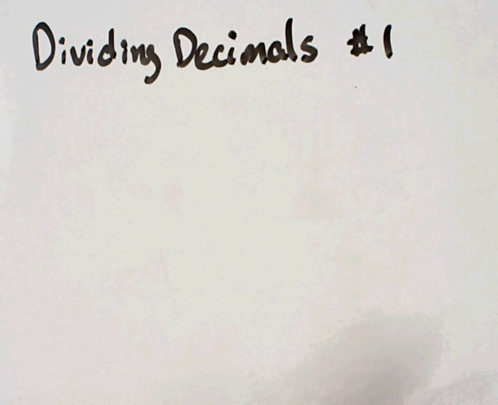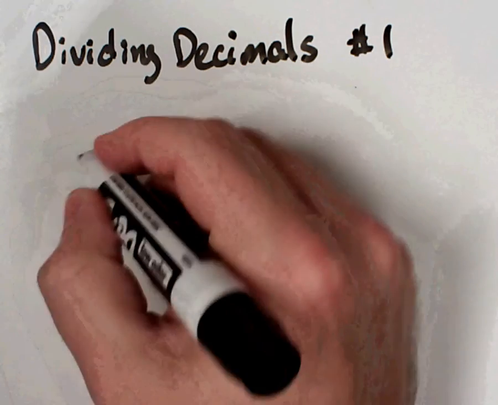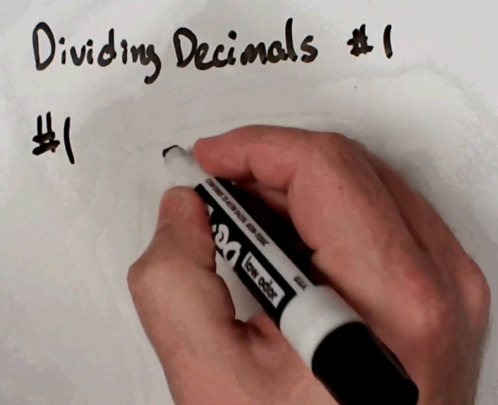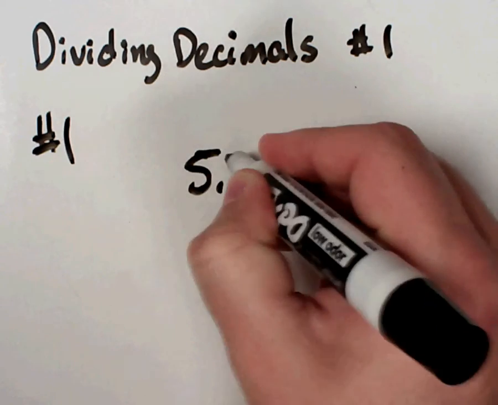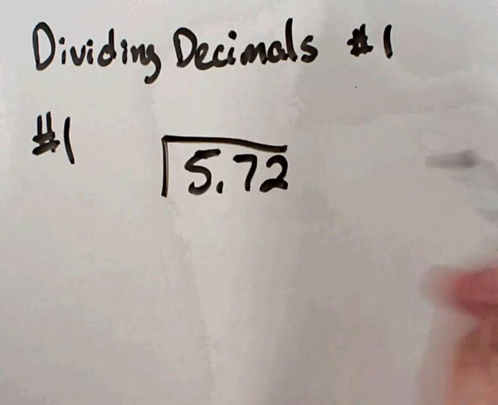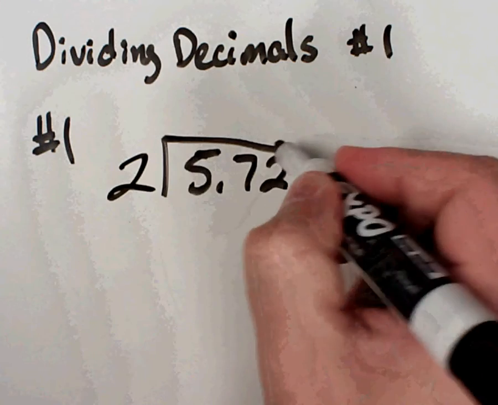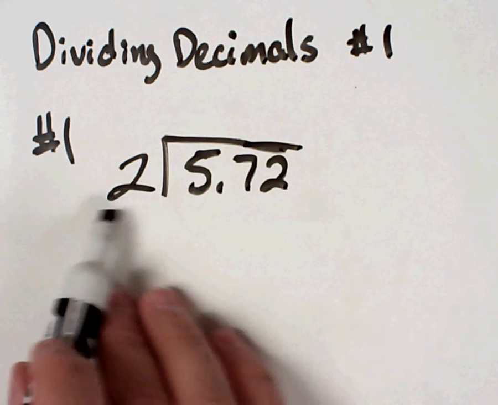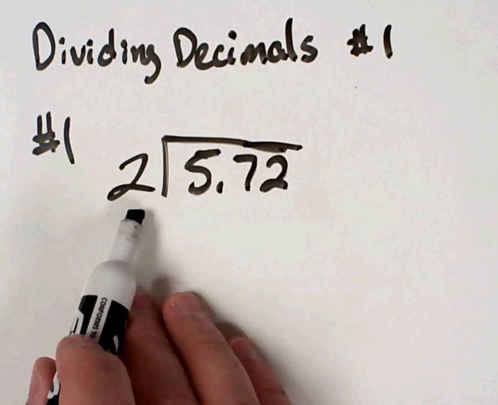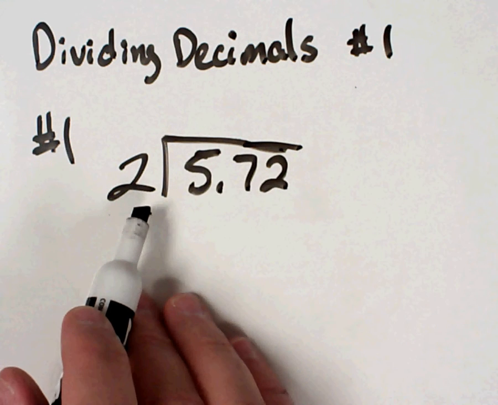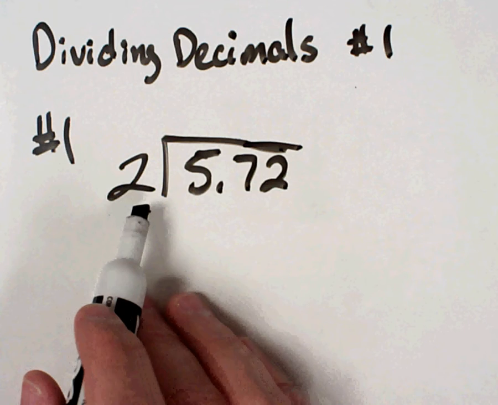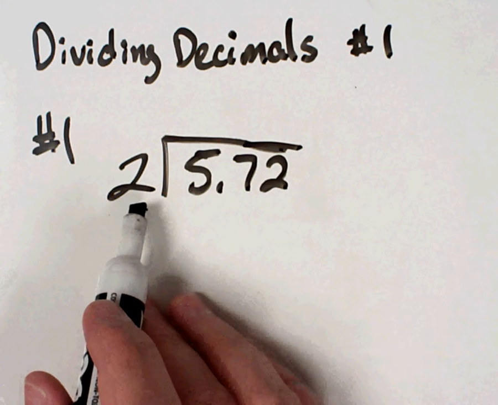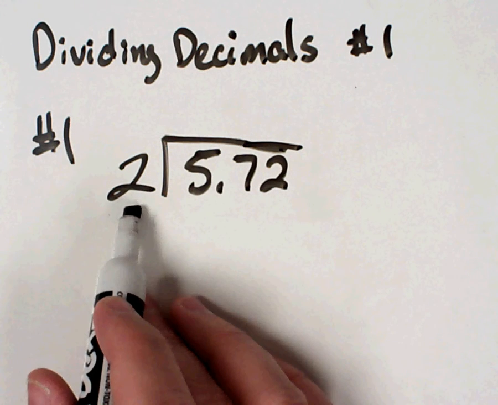So we're going to get rolling. The first problem is 5 and 72 hundredths divided by 2. Now the thing with division with decimals, there's really not a lot to it, to be completely honest. As long as our divisor is a whole number, there's not anything we have to do or change. For this particular set of practice problems, the divisor will remain a whole number. We will not divide with a decimal quite yet.